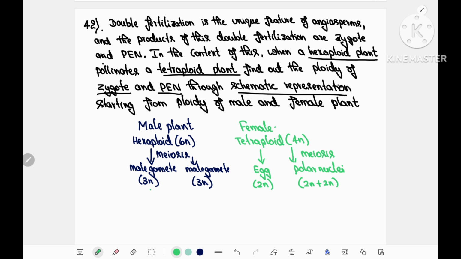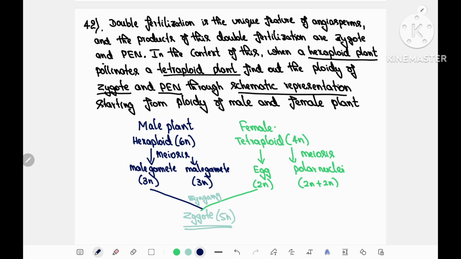Now during double fertilization, one of the male gametes will move towards the egg cell within the embryo sac and get fused with it, and the process is called syngamy. And the syngamy will result in formation of a zygote. The ploidy of the zygote here will be 3N plus 2N, that is 5N.